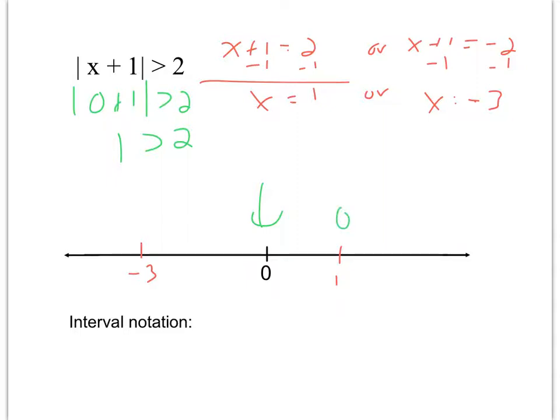So we are everything to the right of 1, greater than 1, or we are everything to the left, less than negative 3. I can write this as a compound inequality as x is less than negative 3, or, not an and, an or, x is greater than 1. And our interval notation is going to be negative 3, comma 1.